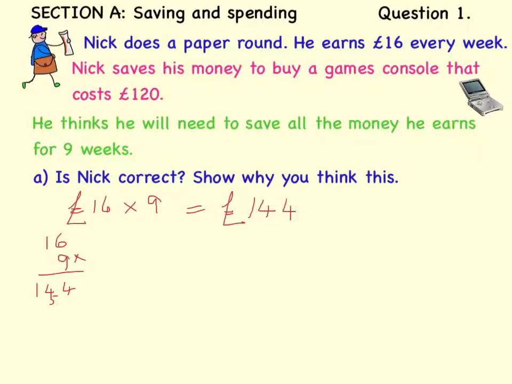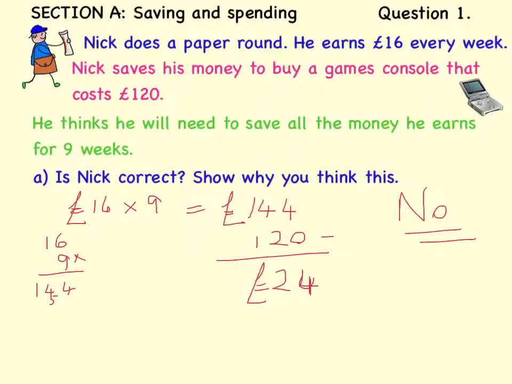£144. Now given that the games console only costs £120, we can see by taking 120 from 144 that he's going to have £24 over. So he's not correct, so the answer to that is no, and here is the reason why. He doesn't need to save all his money for 9 weeks.